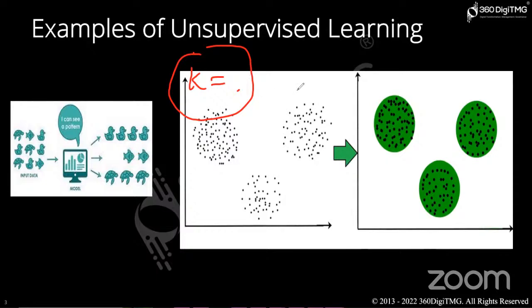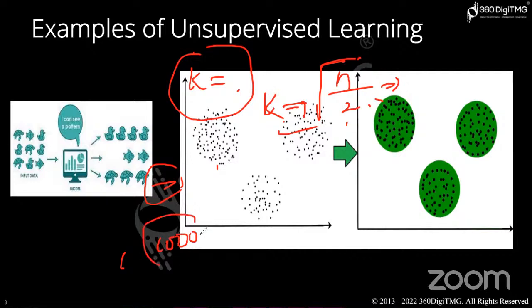So how are we selecting the k? In previous times, k would be decided by this value: k equals square root of n by 2. But nowadays it doesn't make any sense, because previously you would have less data. In that case, you can go with this formula. But nowadays you will have a huge amount of data. Let's say you have 1000 data points. In that case, what happens? It is square root of 500.